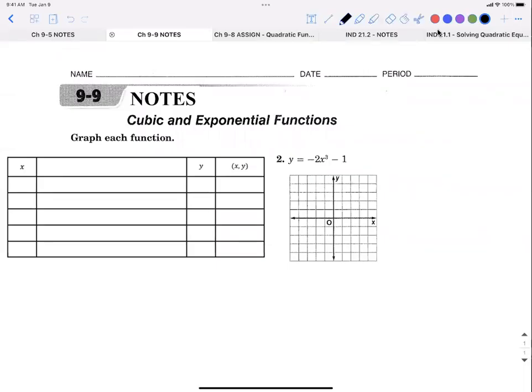All right, chapter 9.9 is very, very similar to 9.8. And the reason it's similar is because we're going to have an equation. We're going to pick x's. We're going to put them in a table. We're going to run it through the function, get a bunch of points, and we're going to graph the points. The difference between 9.8 and 9.9 is that 9.8 was all quadratic, and so you had x squared.